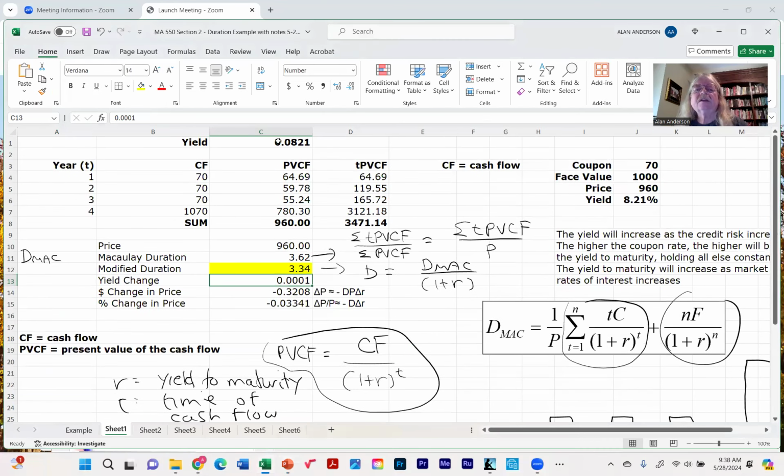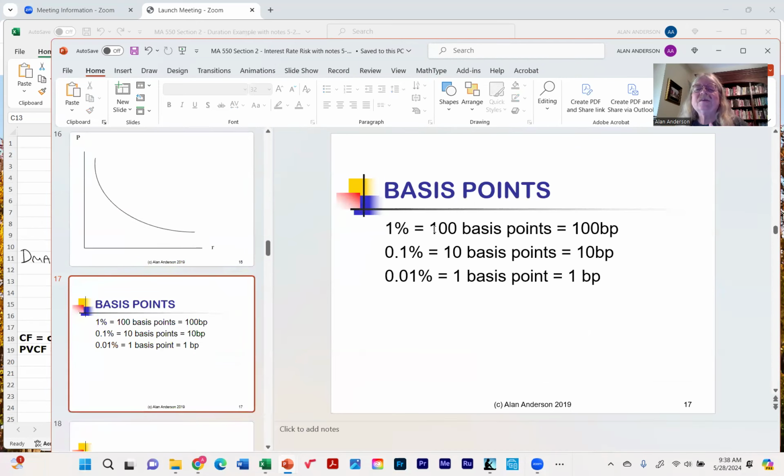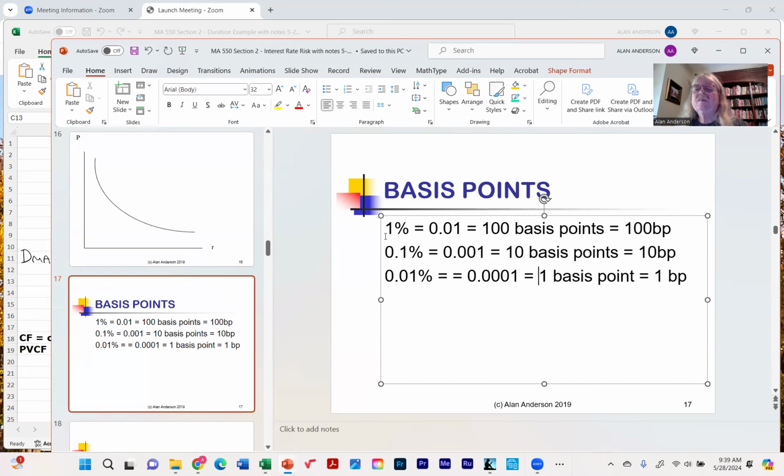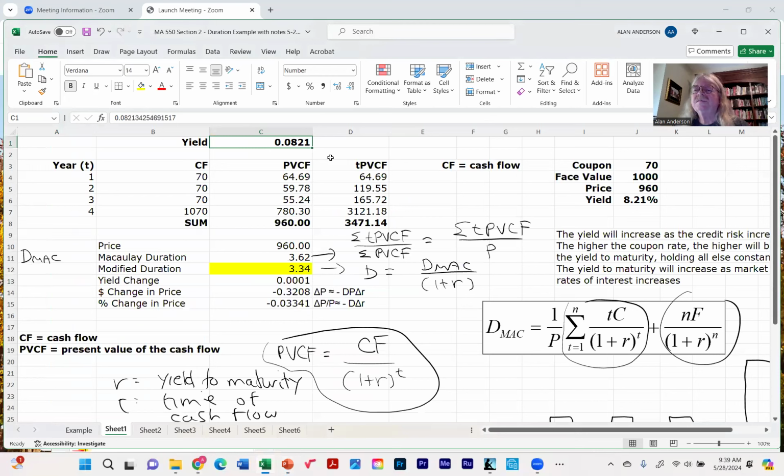Let's just say that the yield is at 8.21 and it goes up by 1. This is 1 basis point. Oh, you know what I should have done? I just realized I left out something that I intended to do. There we go. Now we have a complete set. Okay, 0.0001 like this means 0.01%, or 1 basis point, which means that the yield is going from 8.21 to 8.22.